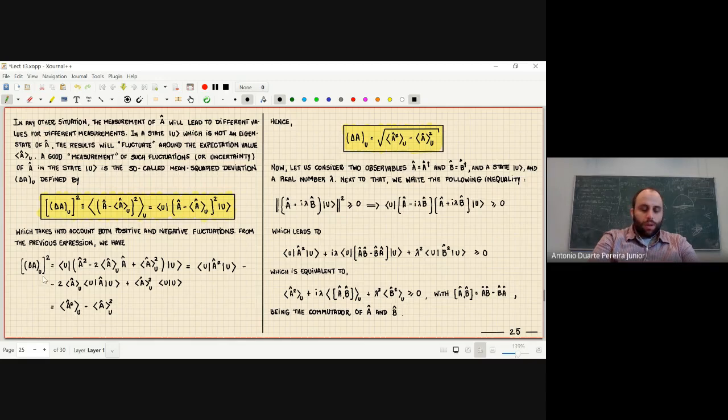Okay? So the mean squared deviation of an operator A in the state u, the square of this quantity, is given by this difference here. All right? So now I can define what the mean square deviation is. The mean square deviation is just the square root of these two terms. So the mean square deviation of A in the state u will be the square root of this difference. Okay?